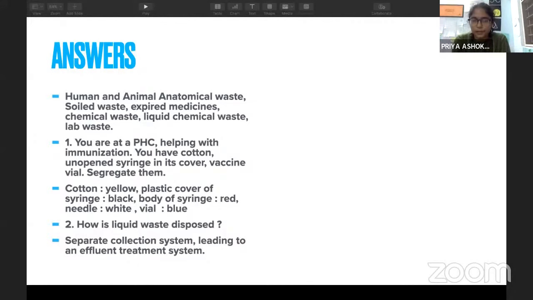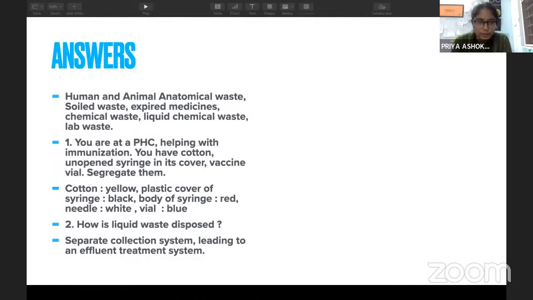So how liquid waste is disposed, there's a separate collection system for all of it that goes into an effluent treatment system. No incineration. So you don't get points, the 5 points are not there for the last one. You answered it wrong. Okay. We'll go to the next one here.